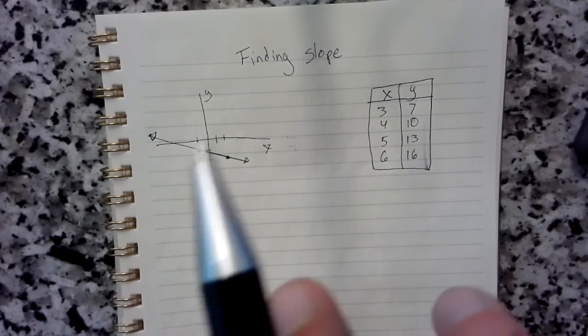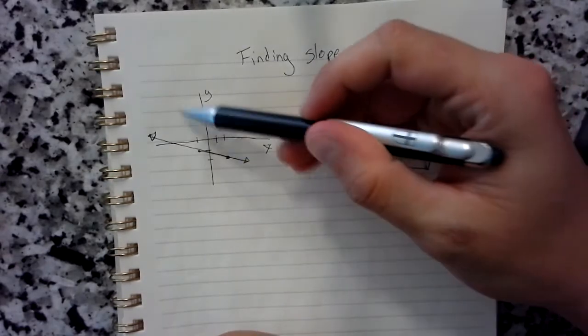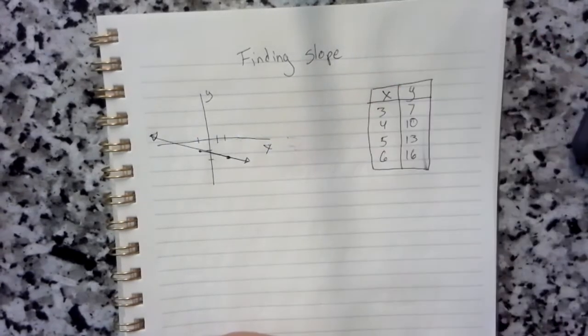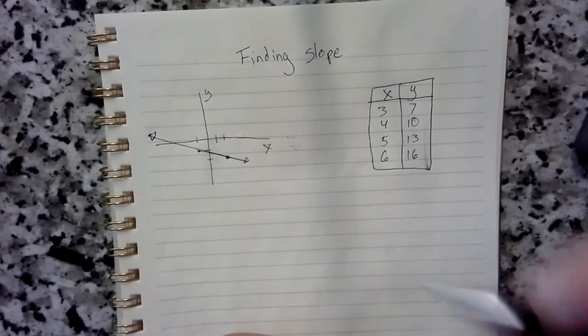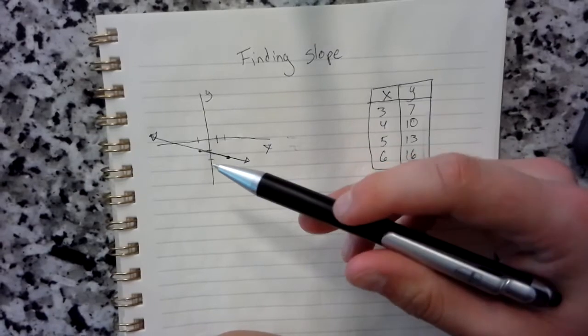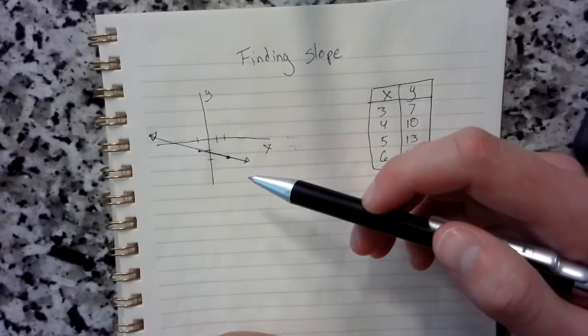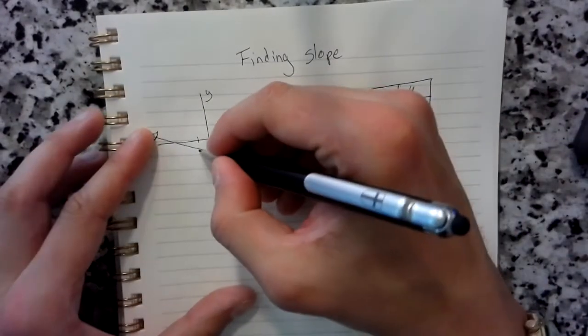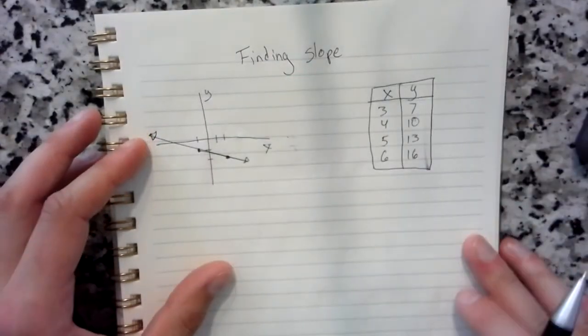So on your quizzes, you're going to have several graphs. They're going to have a lot more lines that go up and down and side to side to help you out. But I didn't want to put those on here just because I didn't want to make it so messy on here. Okay, so on each one of those graphs, you're going to have 2 points.